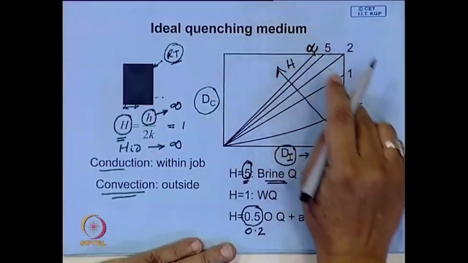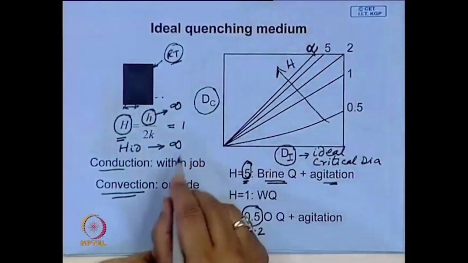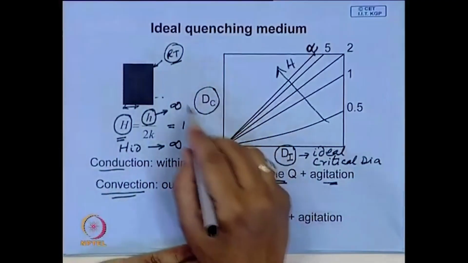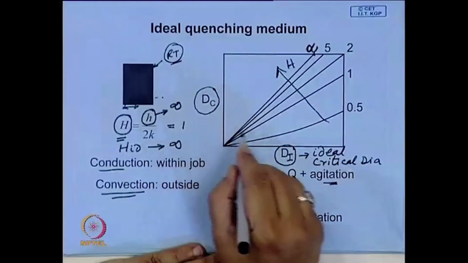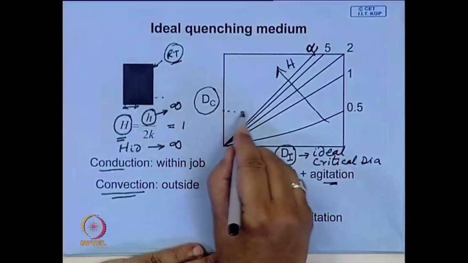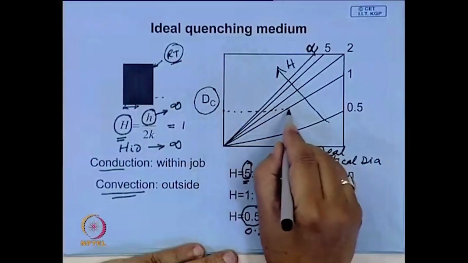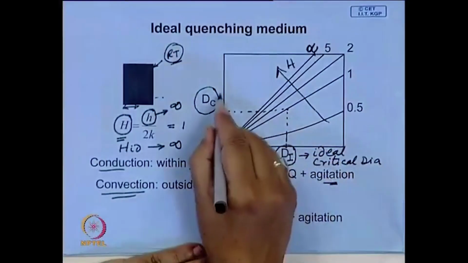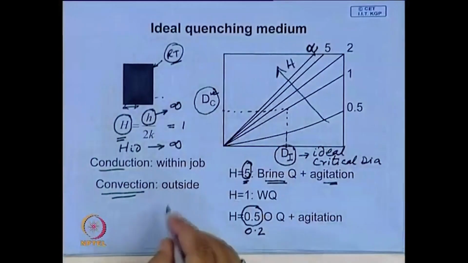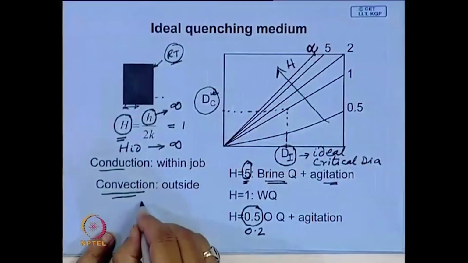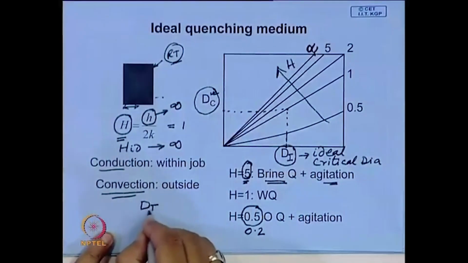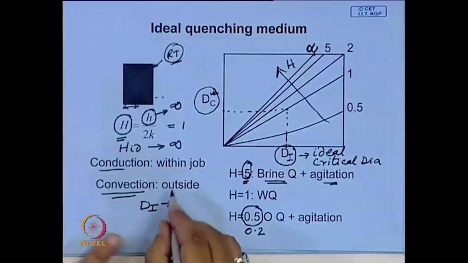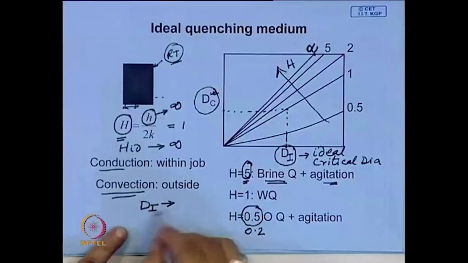So, as the quenching severity decreases, you will find that if you have found out this critical diameter by, say, water quenching here, then you can say that an ideal critical diameter will be higher than dC. So, in all cases you will find that the ideal critical diameter is a dimension of the job, the maximum dimension of the job.